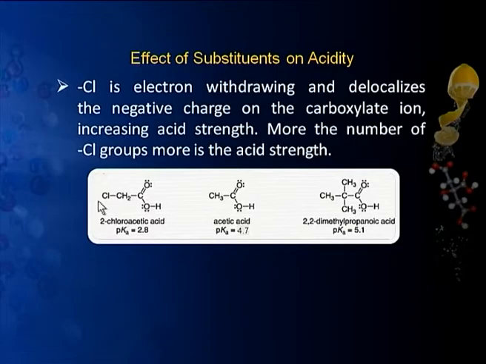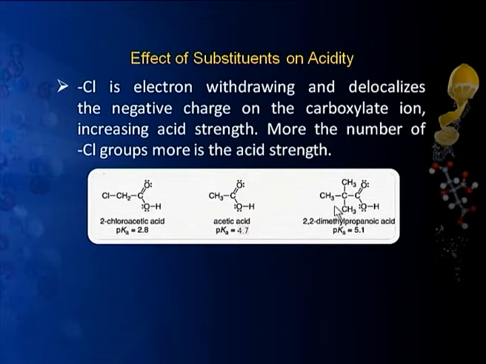Now, let us take up the effect of other substituents, like if a chlorine is present. Say this is chloroacetic acid. When a chlorine is present, it is electron withdrawing. So, overall this group now withdraws the electrons and the pK value comes out to be 2.8. It is a stronger acid than acetic acid.